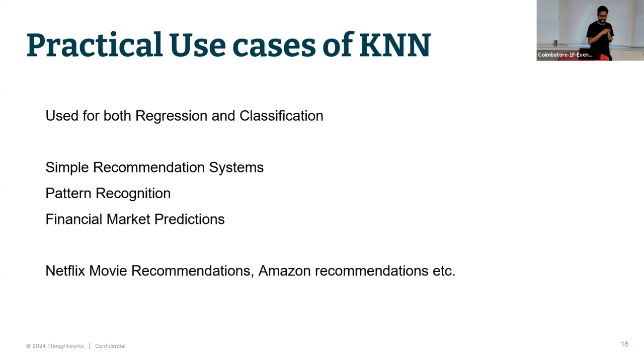Like the simplest of recommendation systems you find online, it mostly uses KNN by default. It's very useful for pattern recognition. More use cases are in the financial domains, for example, banks and the stock market, which use these kinds of recommendation systems. Again, as I said, like Netflix, you search for a movie and you get a lot of recommendations. That is actually a very fine-tuned version of KNN. You will love that recommendation. I have not seen a situation where you search for some movie and don't get the right recommendations from Netflix.